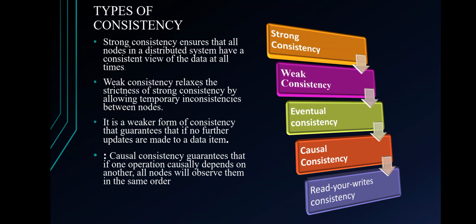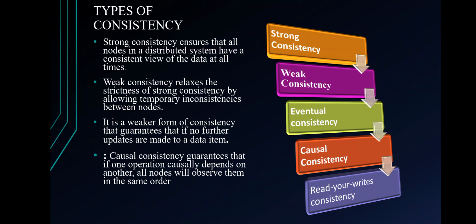And weak consistency. Weak consistency relaxes the strictness of strong consistency. Weak and strong are opposite words; weak consistency relaxes the strictness of strong consistency by allowing temporary inconsistency between nodes. Okay, and then it provides higher availability and scalability. But weak consistency sacrifices some data integrity.